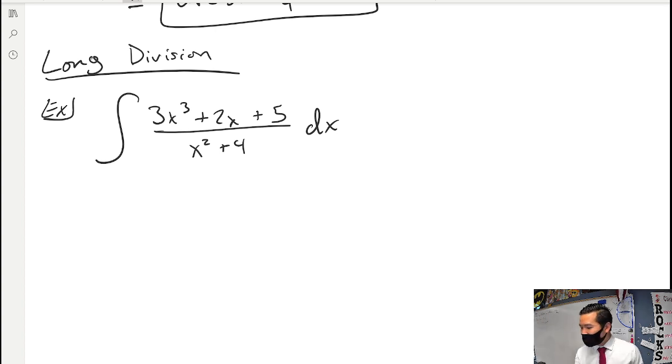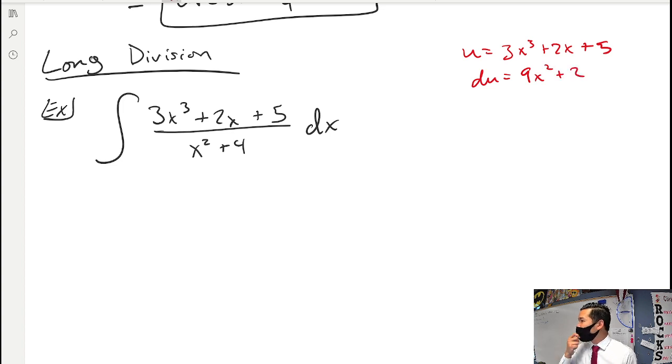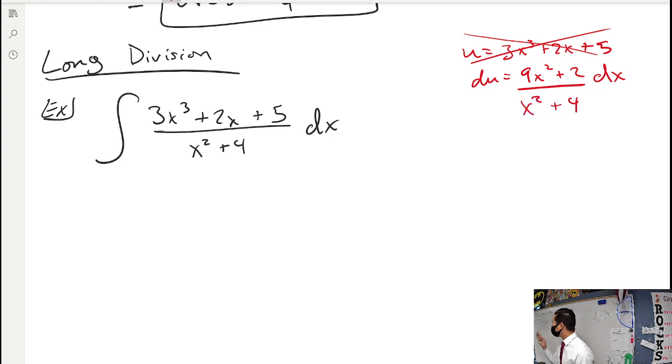But check this out. If you do use substitution for this one, which I don't suggest you do yet, but if you did, if I have u equal to 3x cubed plus 2x plus 5, du would be equal to 9x squared plus 2. Now, there's no common factor here. There's nothing I could factor out so that I can get it to look like x squared plus 4. So u substitution fails in this case, right? Because that doesn't match with that. Sometimes you'll have a common factor, or something you can do to rewrite it. But in this case, it doesn't.